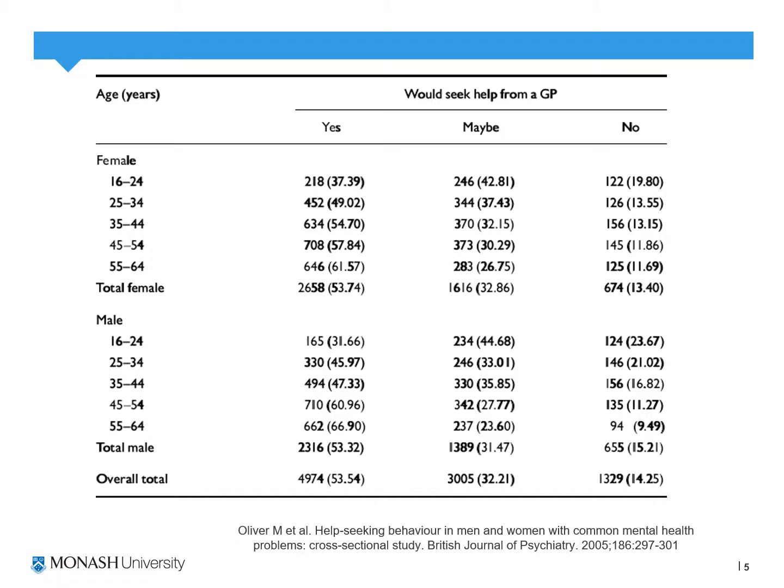What's really interesting when you look at the data, just as a side note, is that there's not much difference between the yes's and the no's between males and females, although what is interesting is the reluctance of males in their early years, so 16 to 24, to go and seek help. That's not surprising given what we know now, but when this particular study was done in 2005 it was particularly groundbreaking.